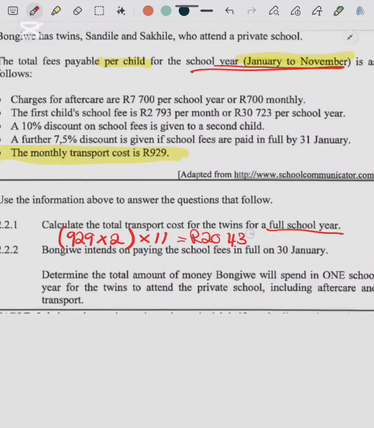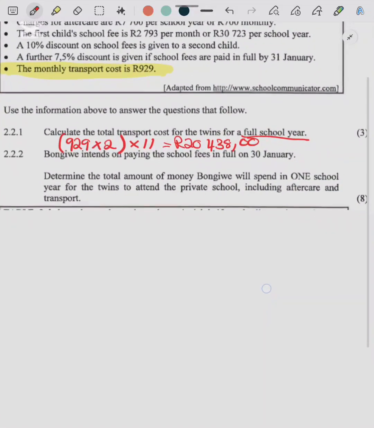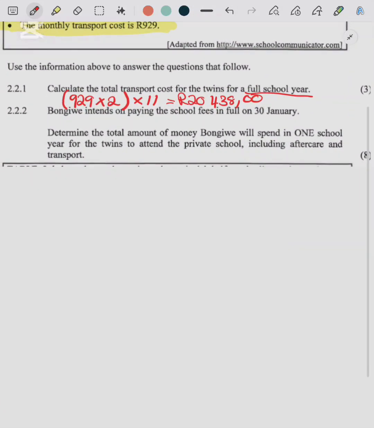20,438 and no cents. So you don't even actually need to show the cents there, but you can. Okay. Next question, 2.2.2, and this is 8 marks, so that tells you it's going to be quite a bit of calculation. We're told Bongiwe intends on paying the school fees in full on the 30th of January. Determine the total amount she will spend in 1 school year for the twins to attend the private school, including the aftercare and the transport.